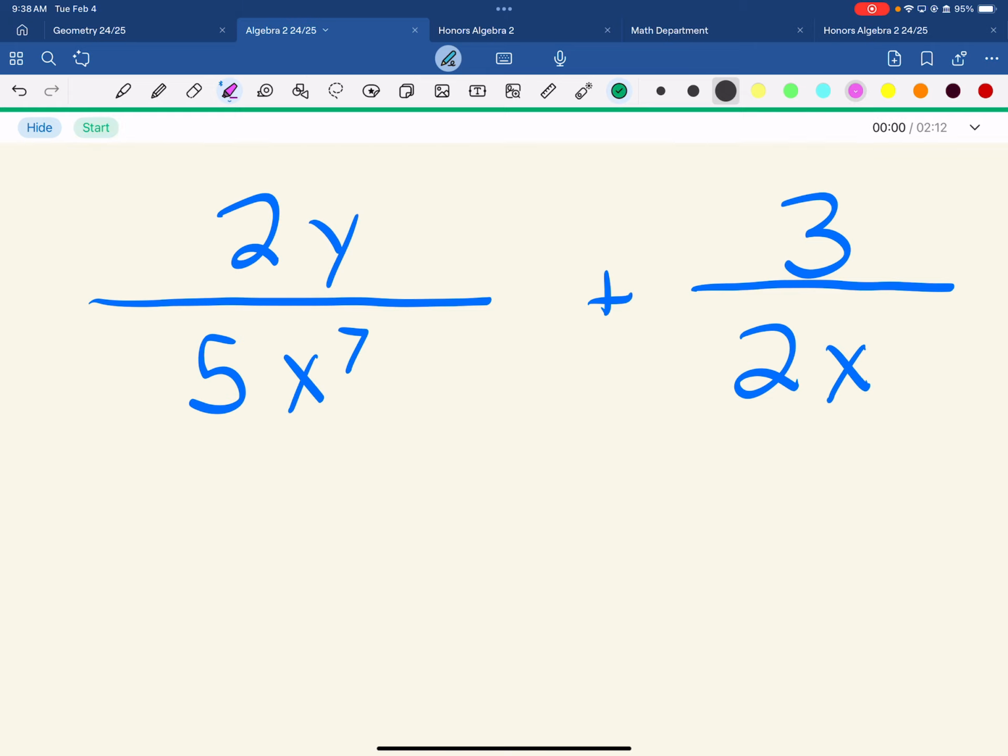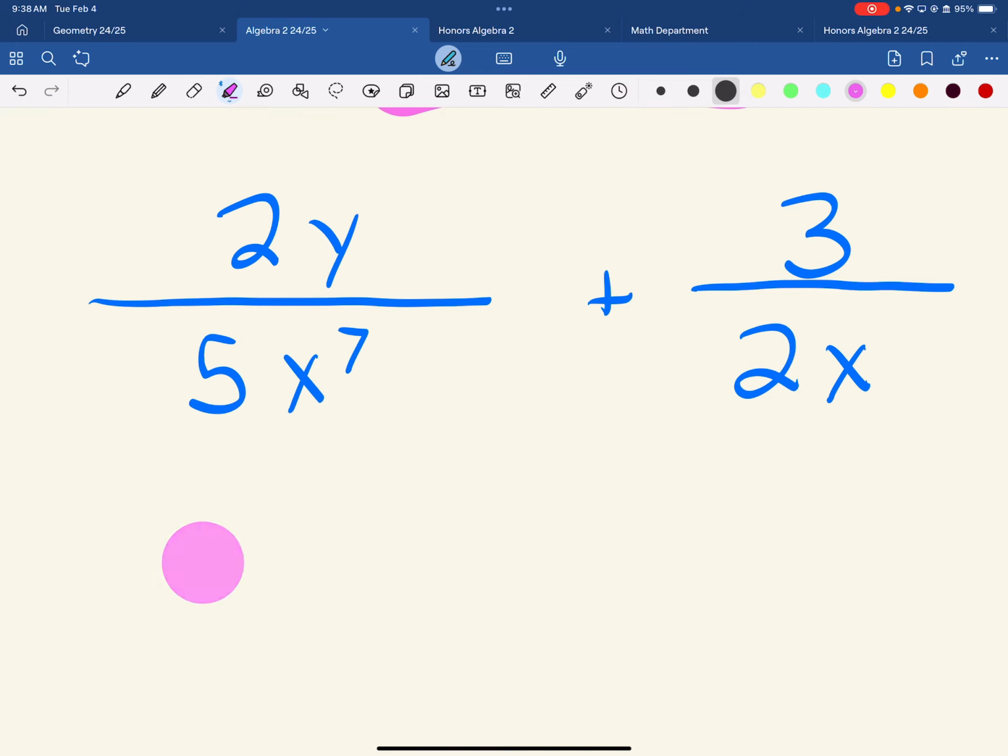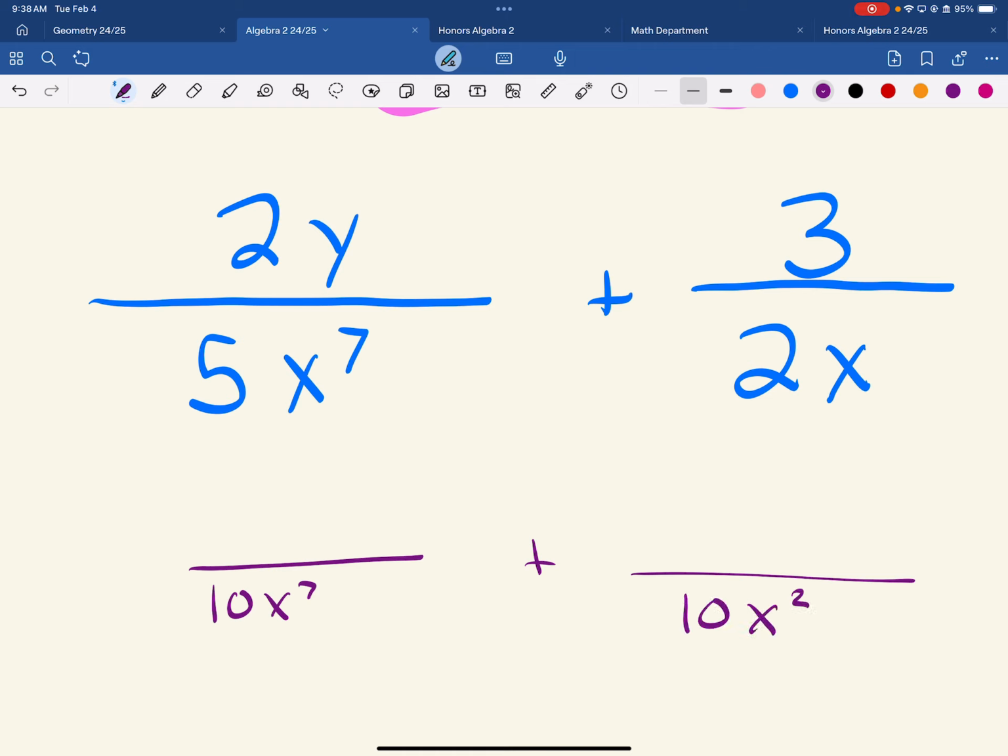All right, let's take a look. What's our common denominator? 10x to the 7th. That's our common. I don't know why I put a 2. Go away. So 10x to the 7th.